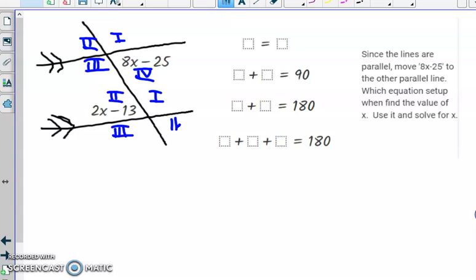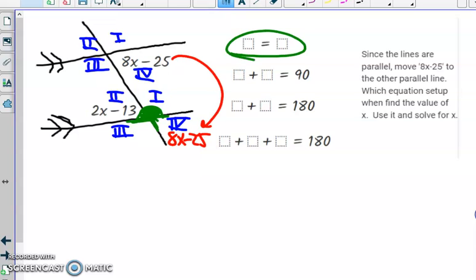Back to graphing, algebra. The 8x minus 25 is in the 4th quadrant, it's right here. I'll look at the 2 lines here. Those two angles are not next to each other. They do not make a straight line. They're opposite each other. They're vertical, which means that the two angles are equal. They're called vertical angles or opposites. So 2x minus 13, 8x minus 25, and we stick an equal sign between them.